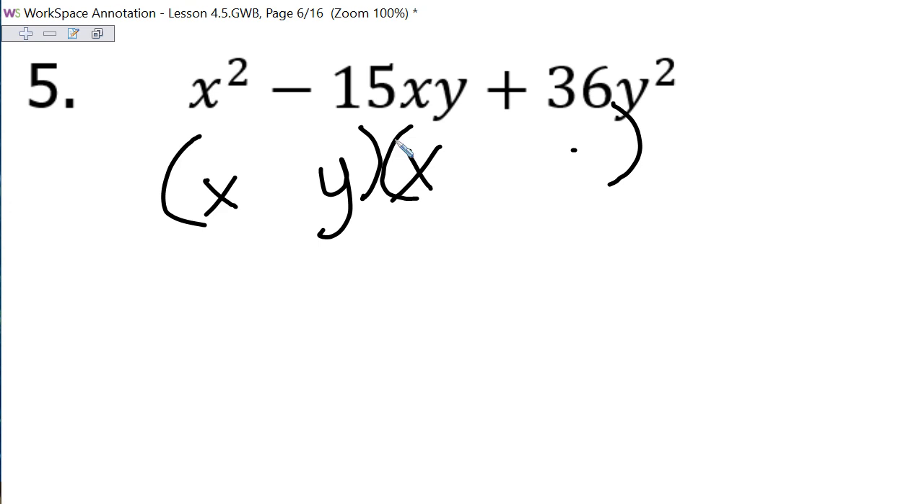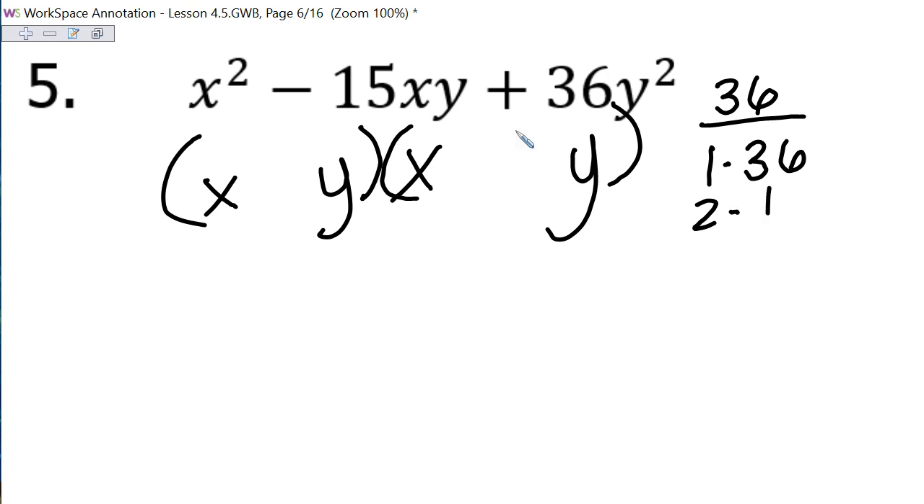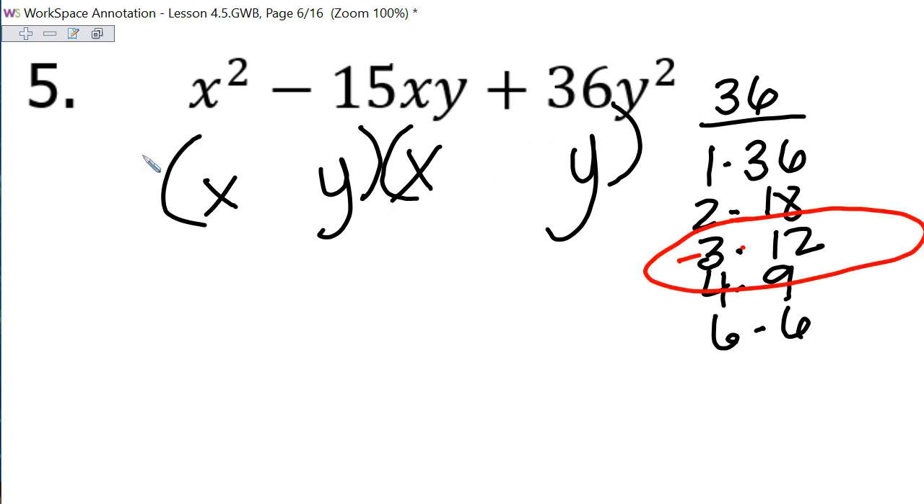Now, we need 2 numbers that multiply to what? 36. So we're going to have 1 times 36, 2 times 18, 3 times 12, 4 times 9, 6 times 6. What do we have to add up to? Negative 15. Which pair even adds to 15? 3 and 12, but right now it's positive 15. To get negative 15, what do I have to do? Change both of these to negative. So we'll have x minus 3y, x minus 12y.